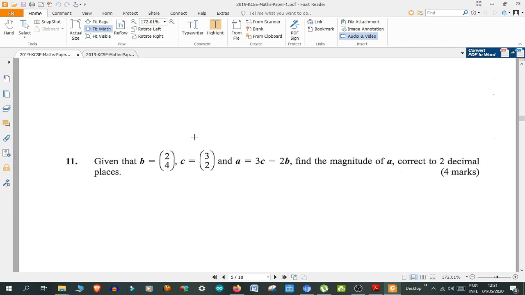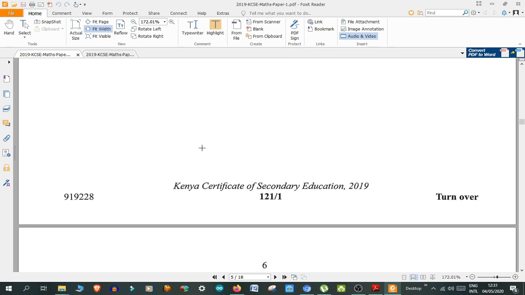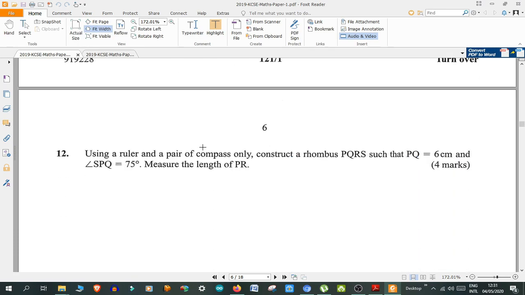So moving on swiftly to question number 11. Given that B is 2, 4, C is 3, 2, and A is 3C minus 2B, find the magnitude of A. So this is vectors. Vectors 1, finding the magnitude. And moving on. So we shall be coming back to solve each and every one of these questions. Right now, I'm just giving you a general overview.